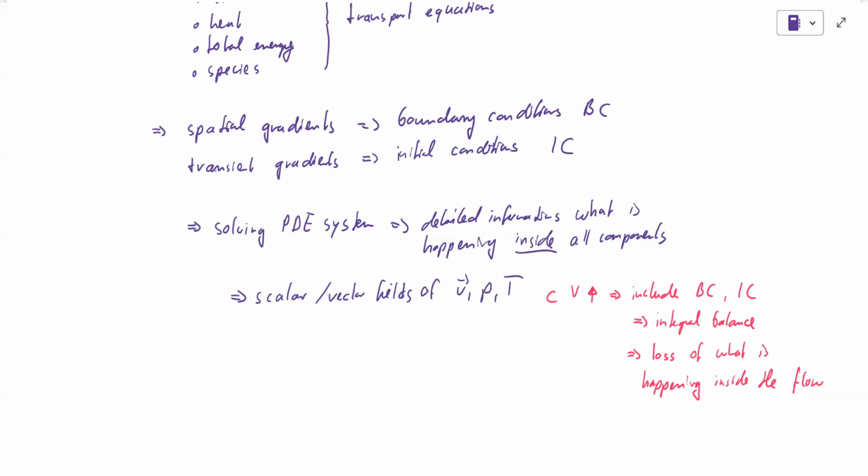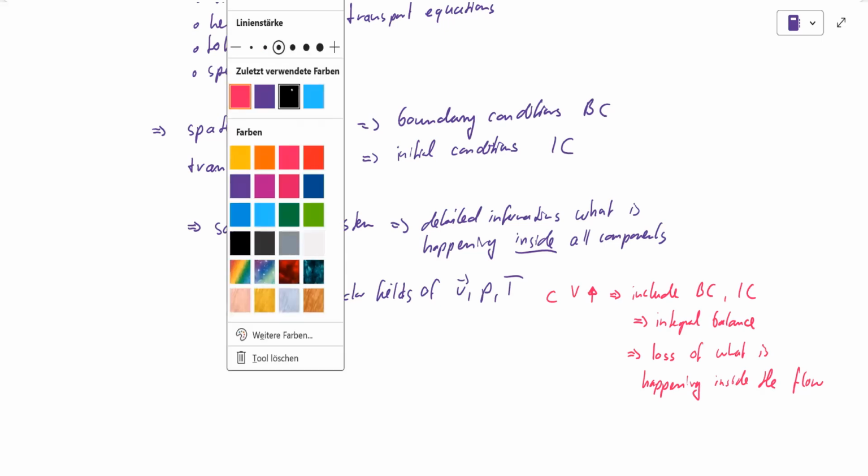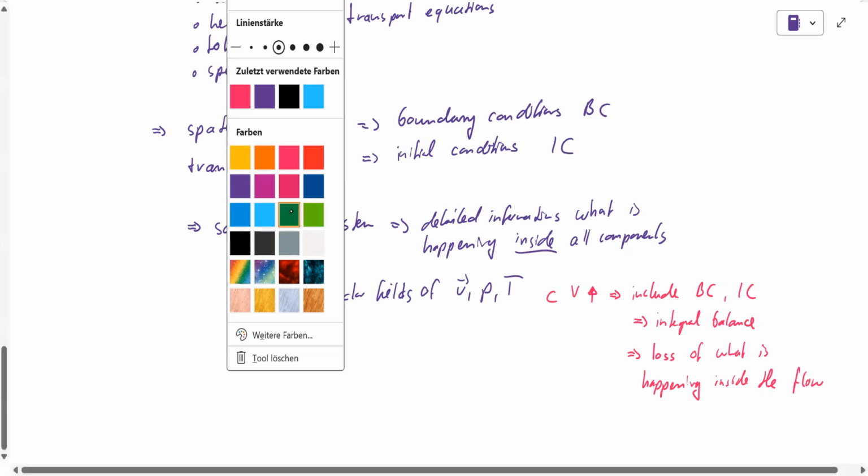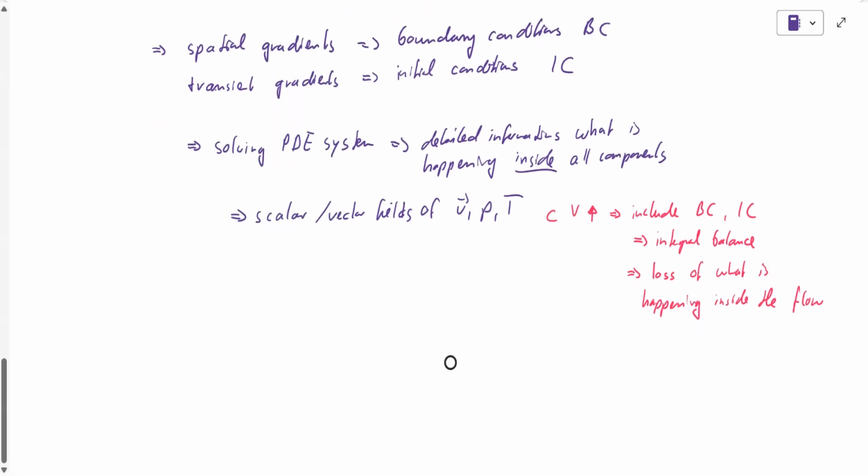And if I am not very interested in what is happening really inside the flow, I can again extend my control volume and include my whole system. Okay, and then I am at the macroscopic length scale. And if I do that, of course, again, I will lose information about what is happening inside the flow. And that is the third length scale, which I will talk about. It is the macroscopic length scale. So here I have the integral balances.